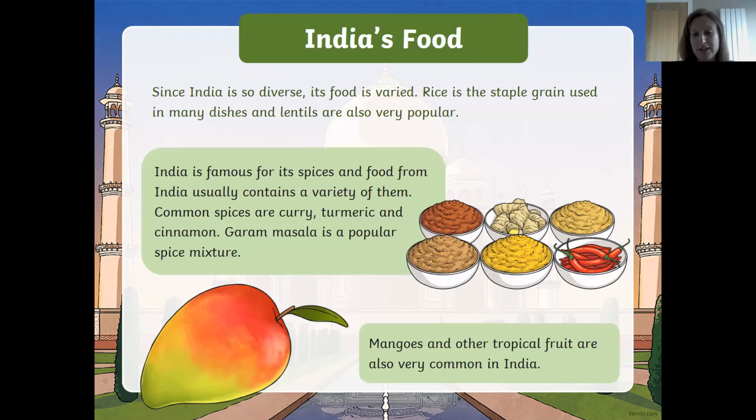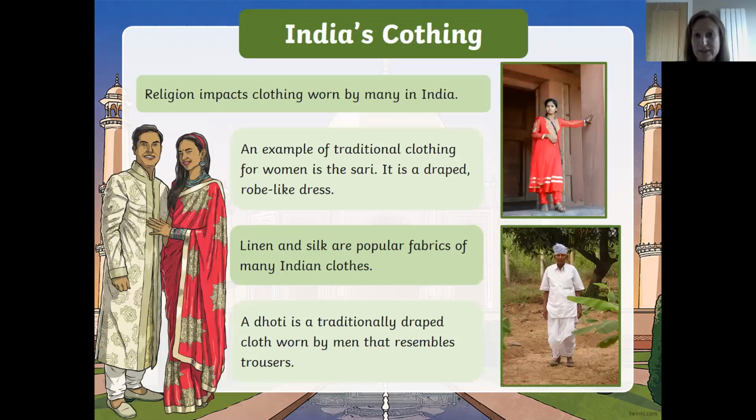Now, India's food is very, very famous for its spices. And there are lots and lots of really lovely Indian spices, and I'm sure lots of you will already enjoy lots of Indian food. I know we enjoy eating Indian food in the Cutler household, but mainly the food in India is made up from the grain of rice, and they've got lots and lots of common spices like curry, turmeric, cinnamon. And you can see there's a picture at the bottom here, mangoes and other tropical fruit. Because they've got some tropical climates, they can grow some really delicious fruit as well.